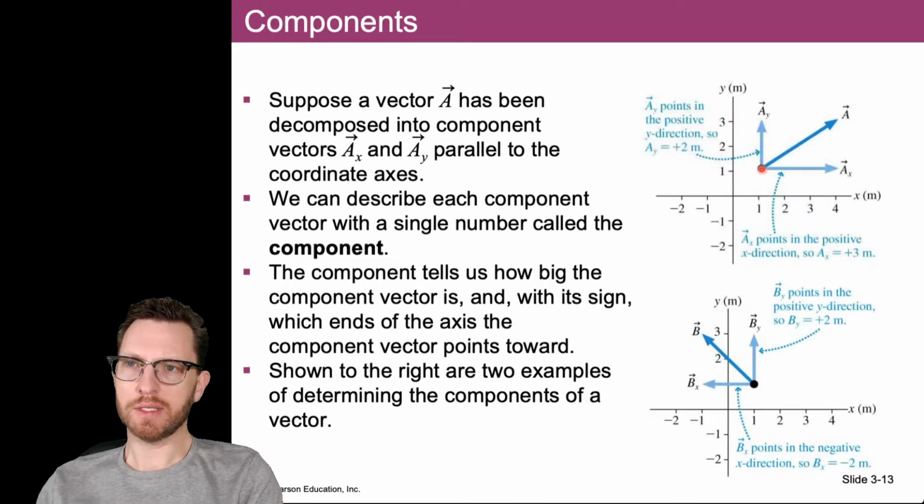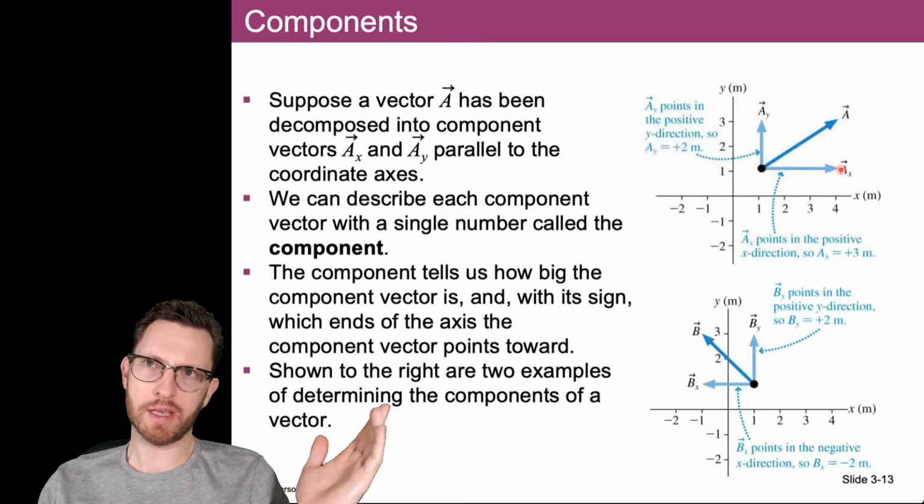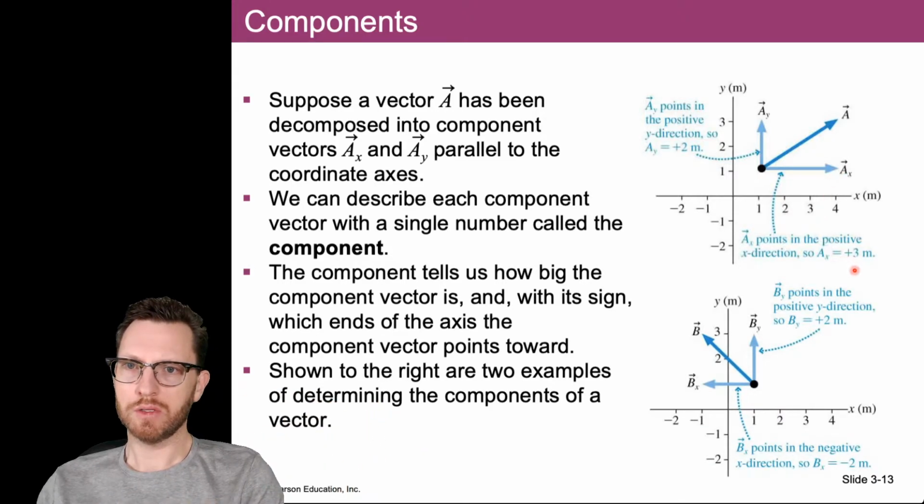Ay points in the positive y direction, and so we can say that Ay is equal to plus 2 meters. This plus sign indicates that the vector points towards increasing values of y, and so this describes this vector component. Ay equal to plus 2 meters means I have an upward pointing vector component parallel to y. What about Ax here? You can see again it points in the direction of increasing values of x in this coordinate system, so it's going to have a positive value associated with it.